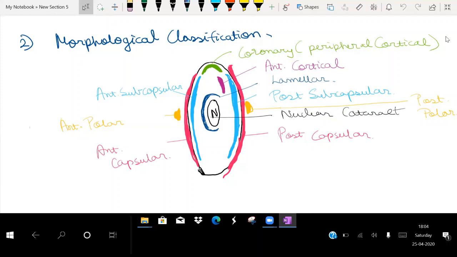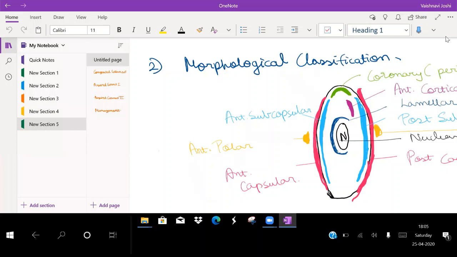Now at the apex, at the top, we can see a green color, which is the coronary or the peripheral cortical cataract. And then we can see a purple color line, which is the anterior cortical cataract. Now we can see a dark blue line outside the nucleus, along the nucleus. So that is the lamellar cataract. And the one at the nucleus that we already said is the nuclear cataract. Now that completes the discussion of the general properties of a cataract.